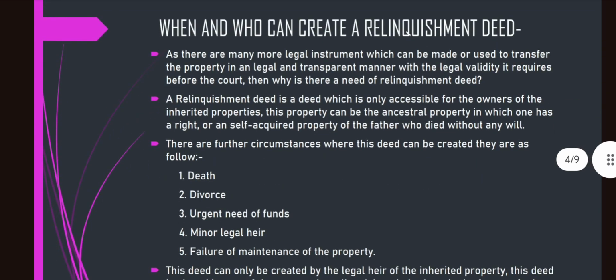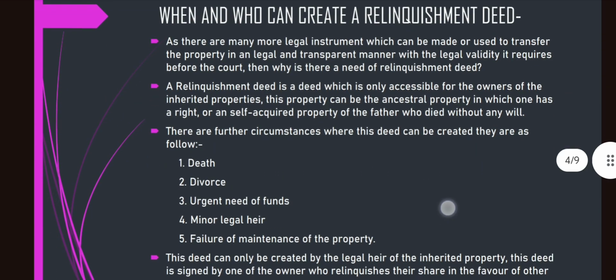Now, when and who can create a relinquishment deed? As we know, there are many legal instruments which can be used to transfer property in a legal and transparent manner, with the legal validity it requires before the court. Then why is there a need for a relinquishment deed?